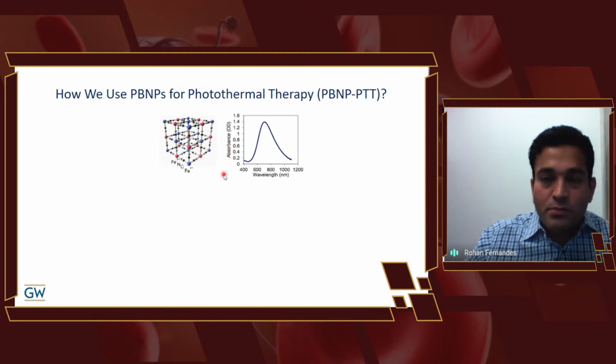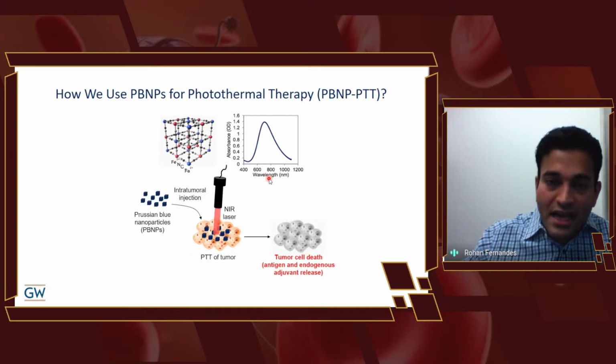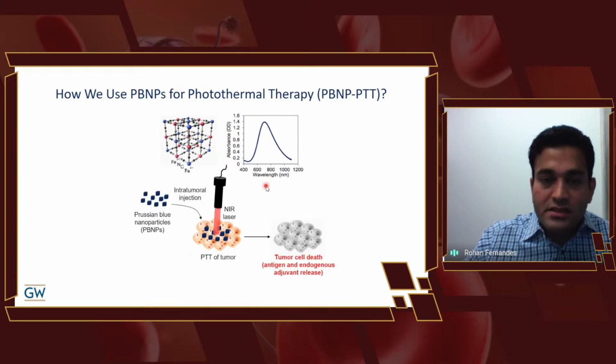So how are we using the Prussian blue nanoparticles for photothermal therapy? As you can see here, this is the chemical structure of Prussian blue, soluble Prussian blue, if you will. And this is the absorption band on the right hand, showing a near-infrared absorption band. Now, we synthesize these stable Prussian blue nanoparticles, and we intratumorally inject them into a tumor microenvironment.